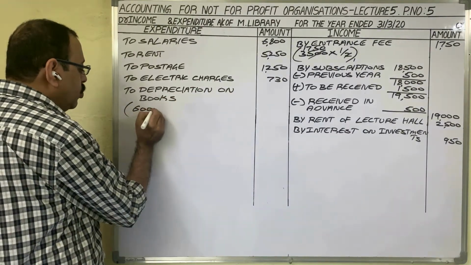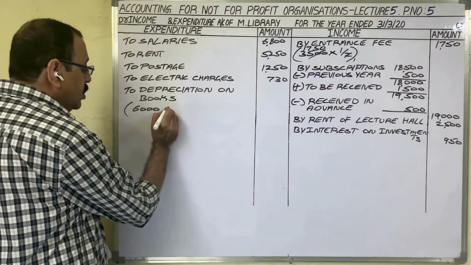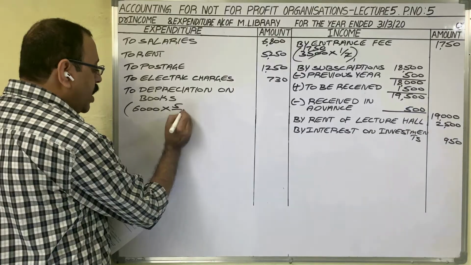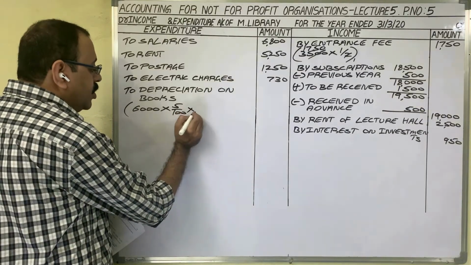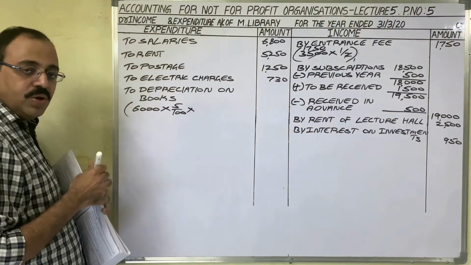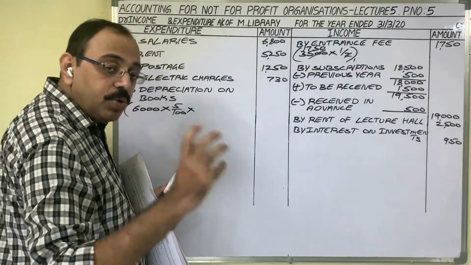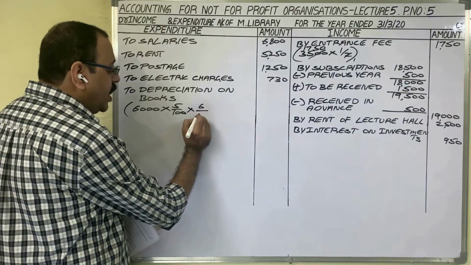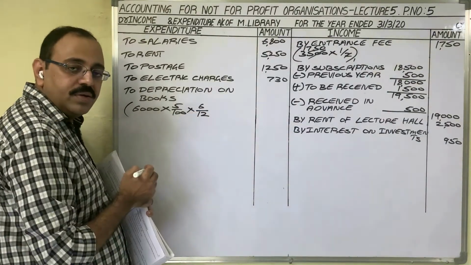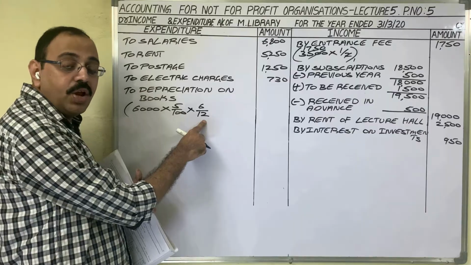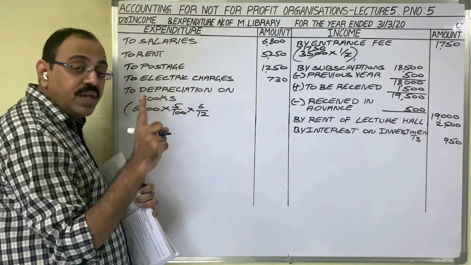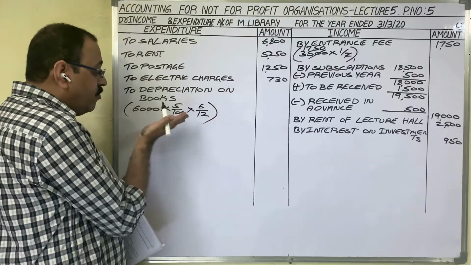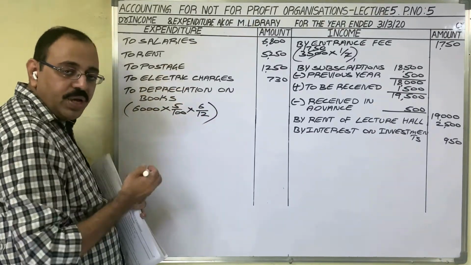Firm purchased these books for 6,000 rupees. Depreciation rate is 5%, 5 by 100, and we used these books for 6 months. Only for 6 months we have to provide the depreciation. Therefore, 6 months divided by 12 months also we should write. Why am I taking 12 months in the denominator? Because for 1 year, 12 months will be there. So here how to cancel this? One numerator, one denominator we should cancel.